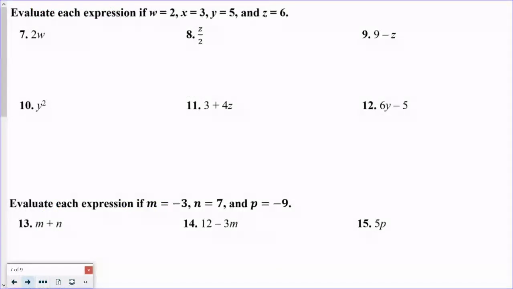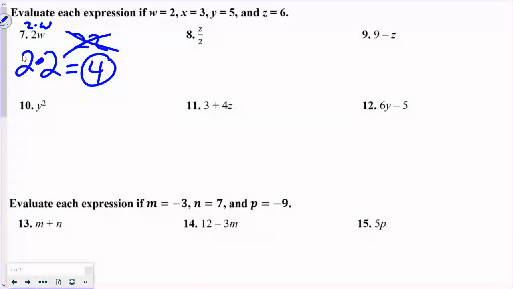All right. Evaluate each expression if W equals 2, X equals 3, Y equals 5, and Z equals 6. Right? For each expression, we have different variables that have different values. Okay, so this says 2 times, it's not 22. Not that. You have to make it multiply. Okay, that's what this means, 2 times W. So then what is 2 times 2? Well, it is 4. That's my final answer.